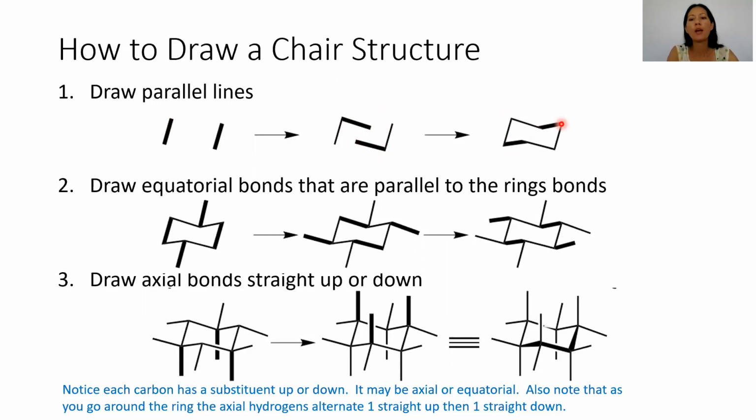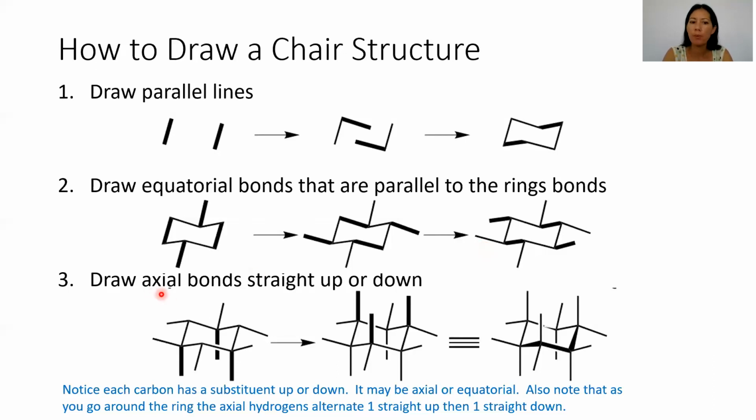Then when you want to draw the equatorial bonds that go out to the sides, these are always parallel to 2 bonds over. So you could do 2 parallel here, then 2 that are parallel to this bond and parallel out here, then these last 2 here. So right there you have all of your equatorial bonds. Notice that every other one, one's going up, one's pointed down, one's pointed up, one's pointed down. We'll see that same pattern with axial.